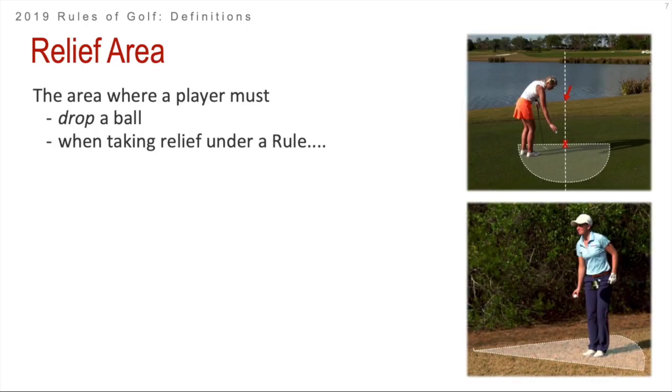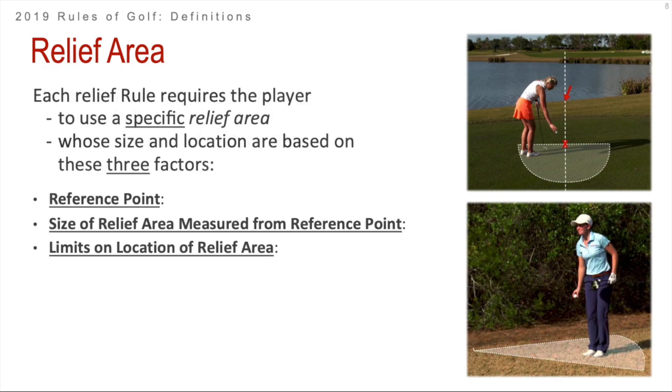Well, let's talk about the relief area. The relief area is the area where a player must drop a ball when taking relief under a rule. Many times it's 1 club length, sometimes it's 2. And its size and location are based on these 3 factors.